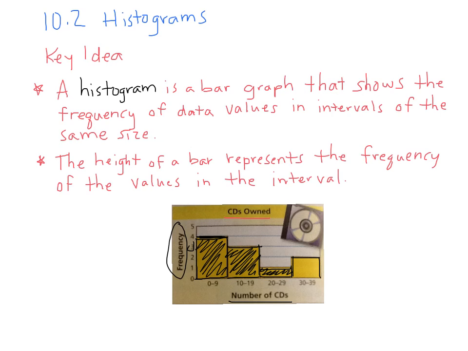Then between 30 and 39, it happens to be only 2 people who maybe owned between 30 and 39 CDs. So it's not very accurate data. It's just a frequency. This is the main thing you need to realize when you're talking about histograms: focusing on that frequency number.